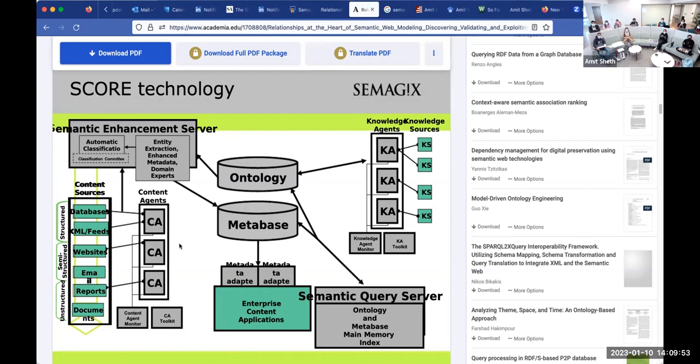So let me give one interesting example. The example is that ontology in the business has a stock index. There are three major stock indexes. So NASDAQ is one stock index.